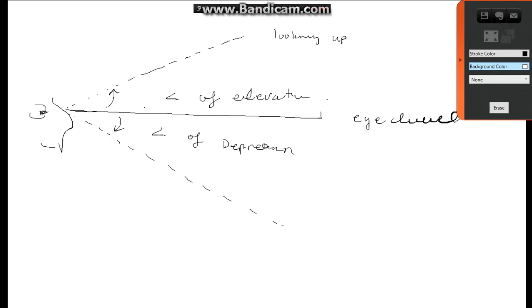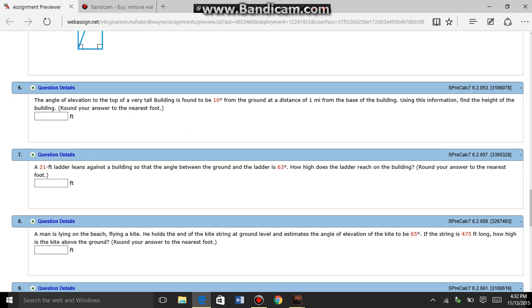Okay. Now I have a really good example here I want to do with you guys. It's a bit of writing, but I'd rather talk it out with you, or maybe I can pull one right off a website. Hold on a second. All right. So it says the angle of elevation to the top of a very tall building is found to be 10 degrees from the ground at a distance of 1 mile from the base of the building. Use this information to find the height of the building. So first things first, you're going to have to draw a picture. You can't do this without drawing a picture.